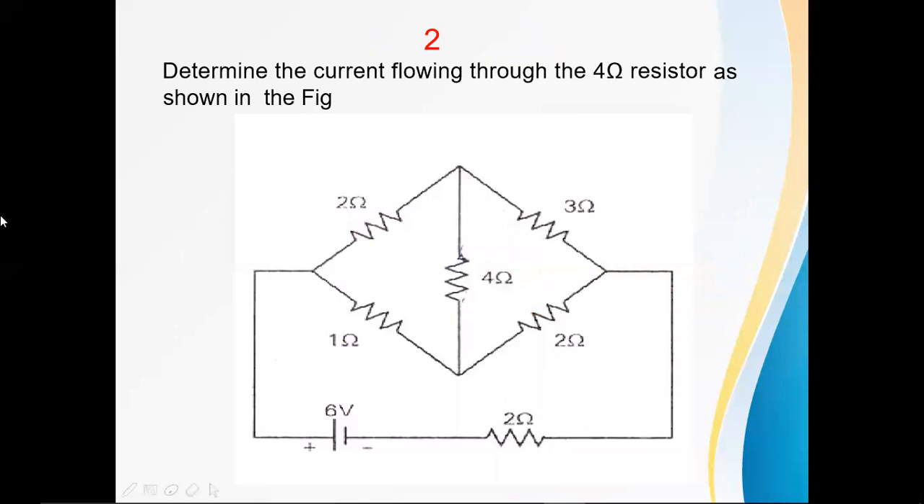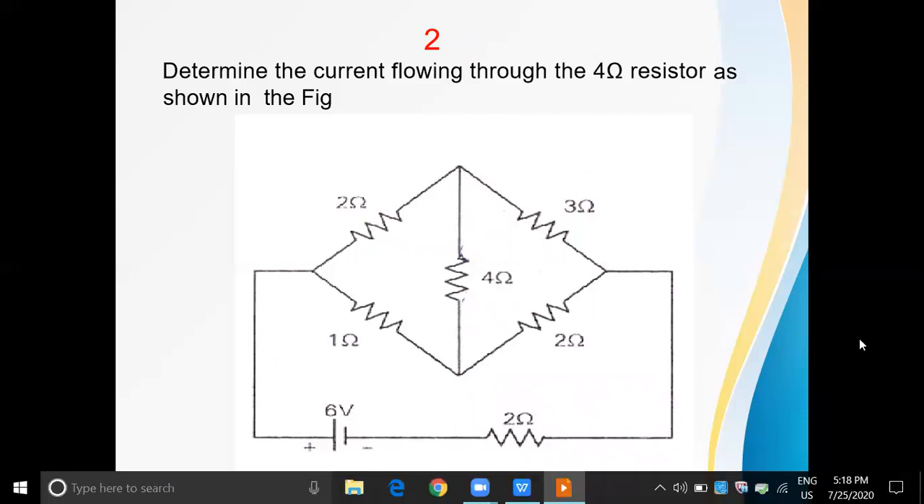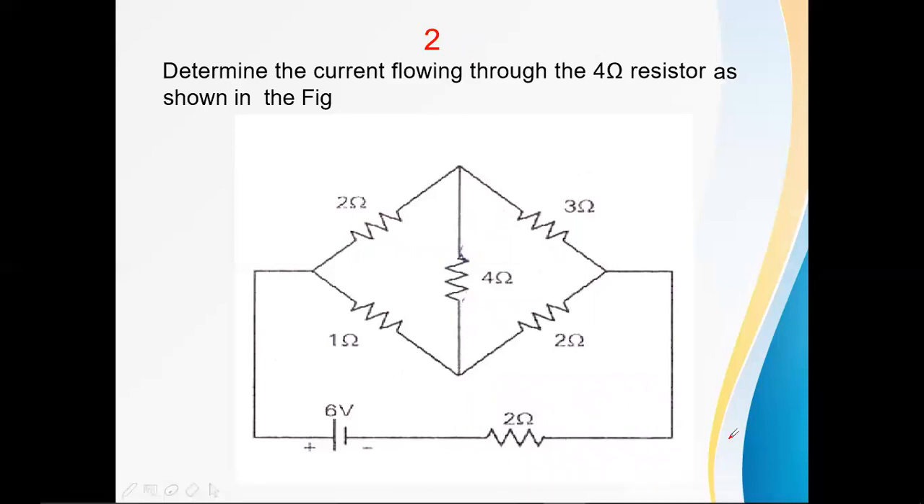Example number 2. Please read the problem carefully. Here, determine the current flowing through the 4 ohms resistor as shown in the figure. So this is a very simple problem. Already we solved these types of problems in our session number 17, I think so, right? We solved these types of problems already, but here there is a 2 ohms resistance in this problem.